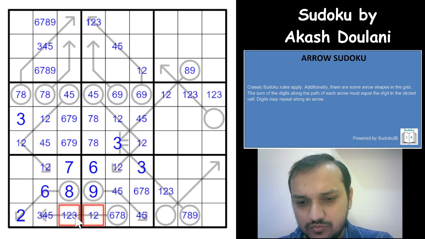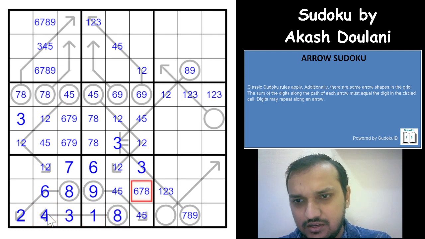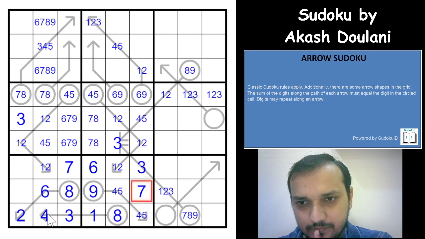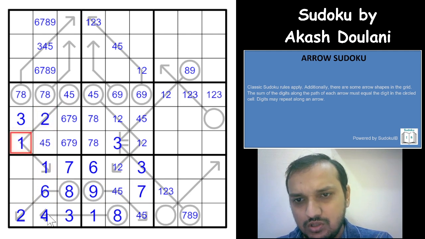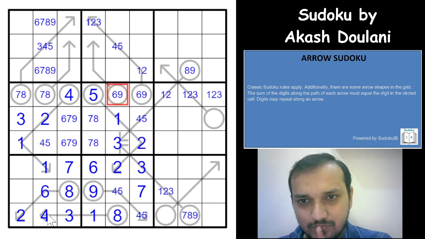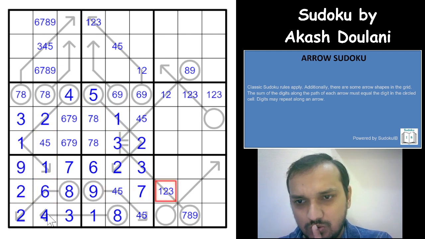Eliminating 2 from both of these cells gives you a 1 and a 3. So if this cell cannot be a 5, it has to be 4. That gives you 8 here. That gives you 7 here. That gives you 1, 2, 1. That gives you 4 and a 5. That gives you 2, 1 and a 2. 2 and a 9. So this is 9 and a 2.